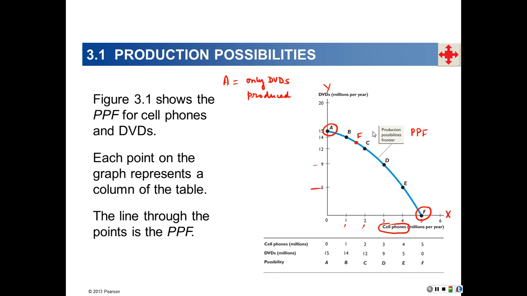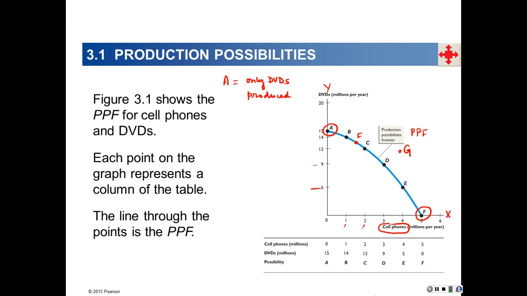Now let me ask you a question. Would a point like this here, let me call this point G, would a point like G be possible to make? Now, when I say point G, what do I mean? Remember, every point in this graph represents a certain physical quantity combination of cell phones and DVDs, correct?